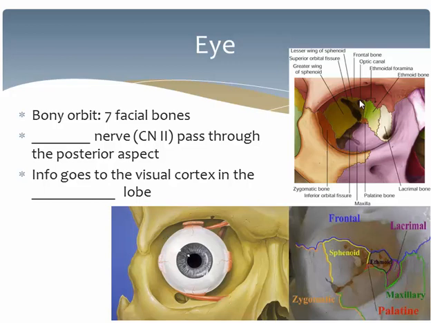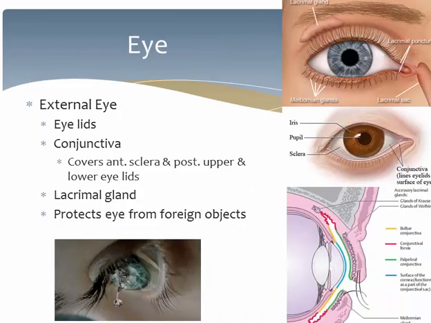Within, or in the middle of, this socket, what you see is a small hole where your optic nerve, cranial nerve number 2, is going to pass through over the posterior aspect of this orbit. Now, this optic nerve is responsible for collecting the signals from the eyeball and then taking the signal further up to the brain, specifically the visual cortex of the occipital lobe. Remember what we discussed in the previous lectures.